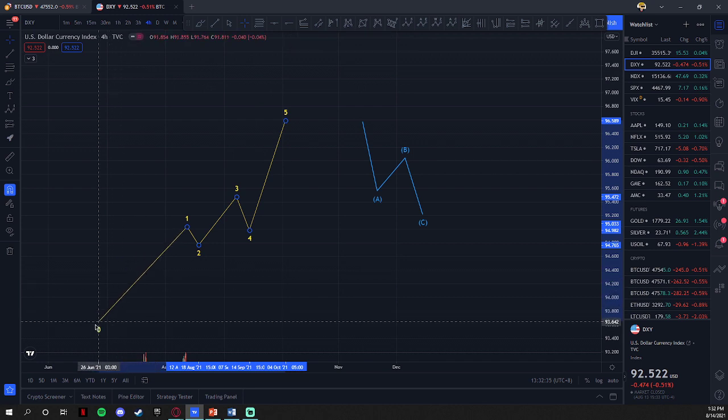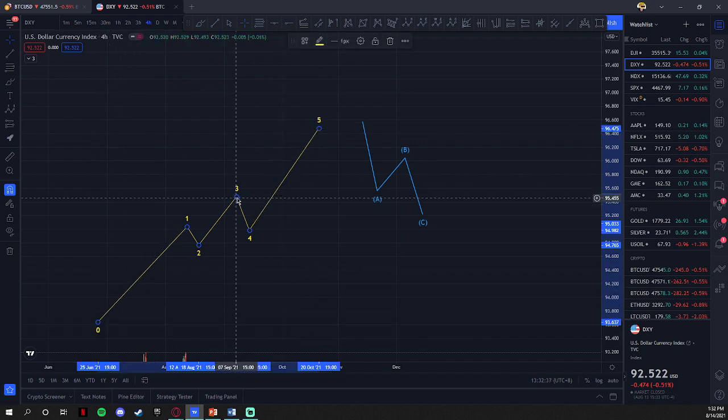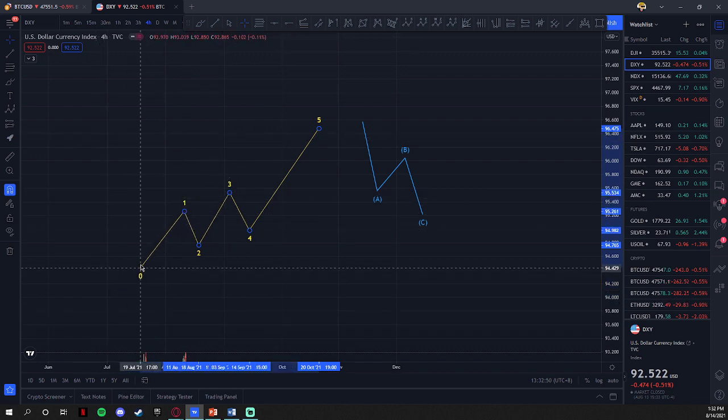and you have this. Okay, this is not a valid count. Wave 3 is the majority of the time the biggest wave and can never be the shortest wave. So that's basically invalid. That's an invalid count.